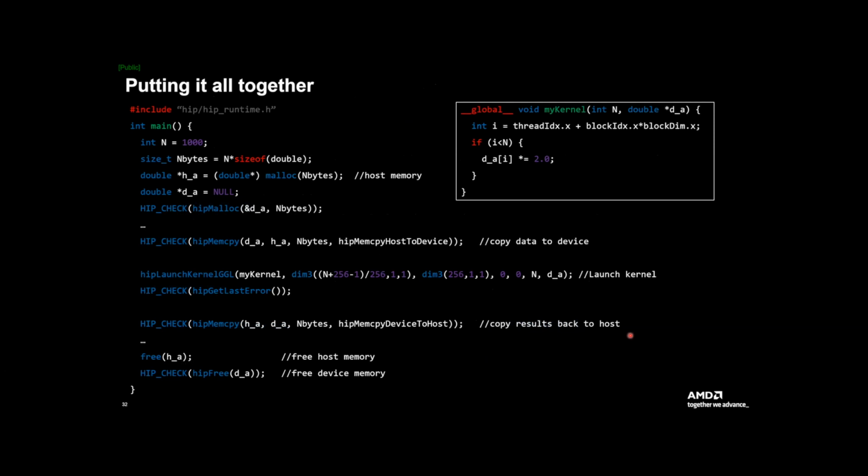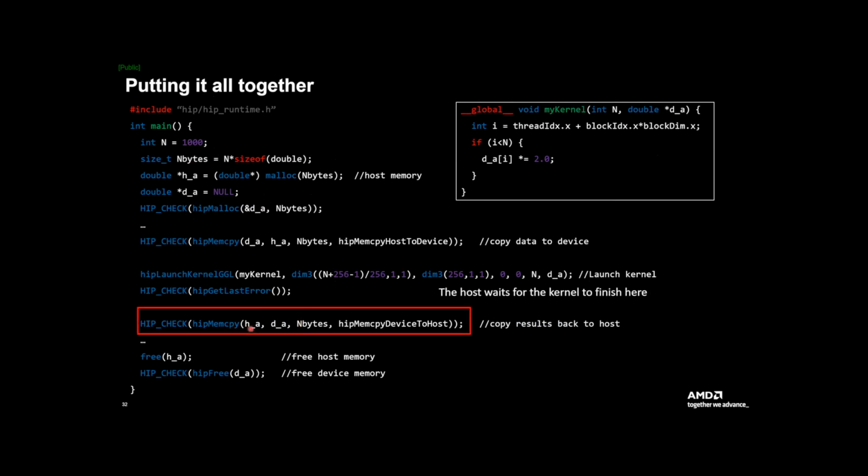So let's put them all together now. We have again the previous example: the heap malloc, a memory copy, launching the kernel, get last error, and heap memory copy. And what happened here is the host waits for the kernel to finish here. So this is the difference with heap memory copy, because I will show you later there's another command to put here to be sure that it's finished. But if you have something to take from the GPU to the host, then this command is also like a barrier, like a synchronization.